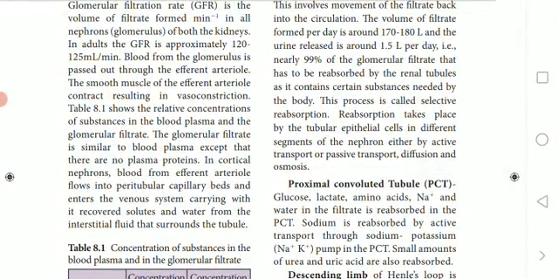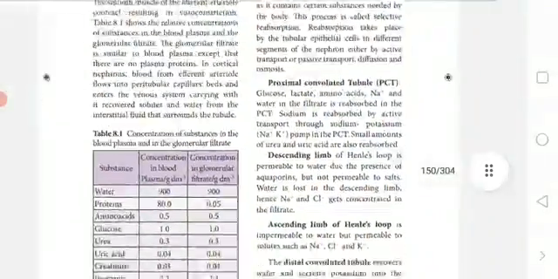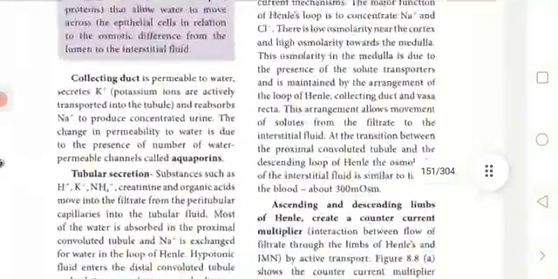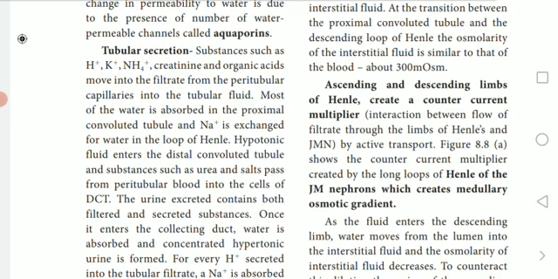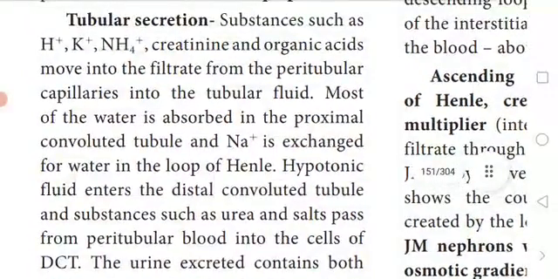Most of the reabsorption from this point is dependent on the body's need and is regulated by hormones. So whatever important elements are needed by our body are absorbed under the regulation of hormones. The reabsorption of bicarbonate takes place to regulate the blood pH. So bicarbonate is needed to regulate the blood pH. And homeostasis of sodium and potassium in the blood is also regulated in these regions.